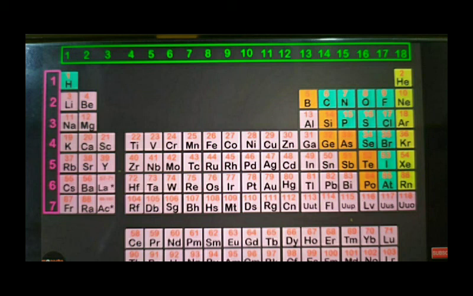In this video, we have seen the modern law of the periodic table and also the structure of the modern periodic table. You can write in your notebook the law and also the blockwise distribution of the modern periodic table.